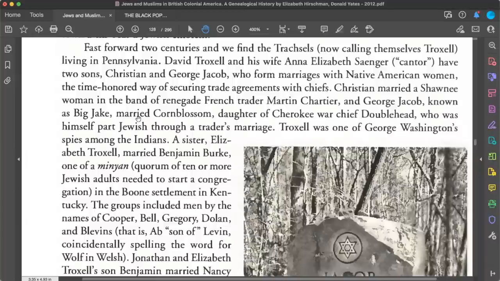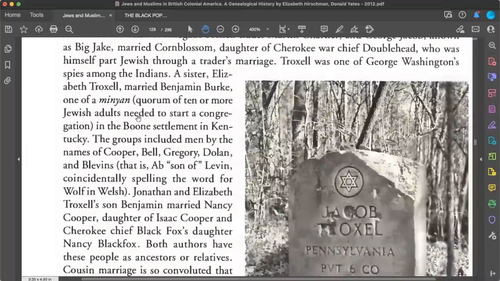Christian married a Shawnee woman in the band of renegade French trader Martin Chartier, and George Jacob, known as Big Jake, married Corn Blossom, daughter of Cherokee war chief Doublehead, who was himself part Jewish through a trader's marriage. All right, so this chief, even this Cherokee chief, was mixed with Sephardic Jewish. Troschel was one of George Washington's spies among the Indians. A sister, Elizabeth Troschel, married Benjamin Burke, one of a minyan, a quorum of 10 or more Jewish adults needed to start a congregation in the Boone settlement in Kentucky.